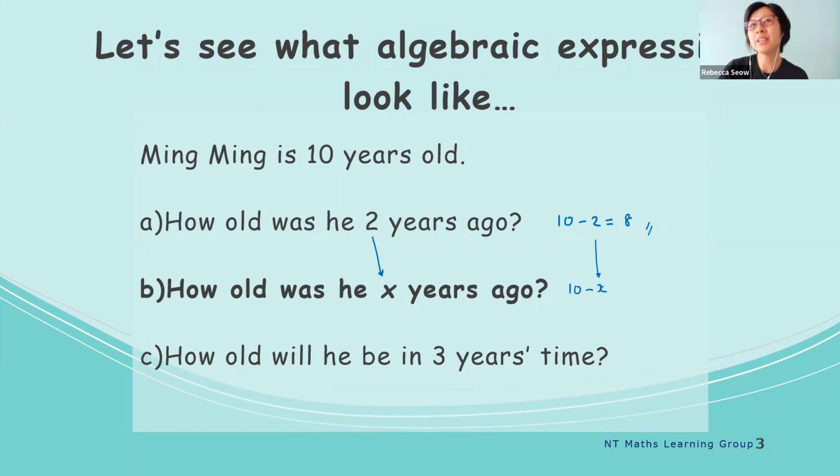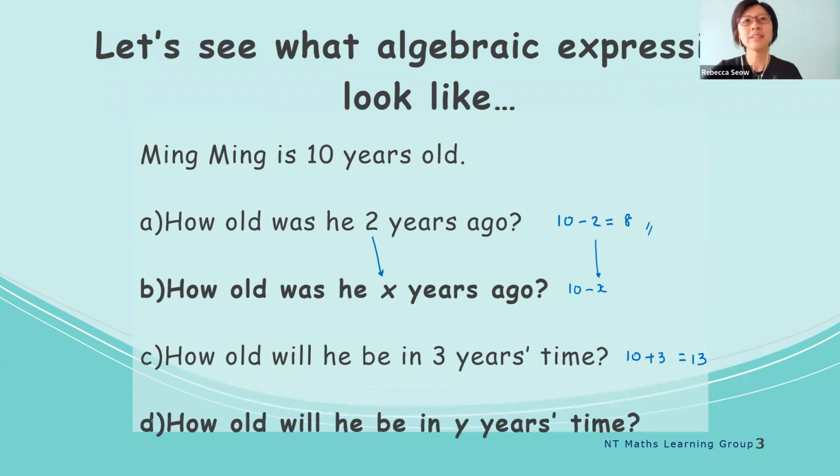Now, how old will he be in 3 years' time? Now I'm going to switch from X back to numbers. Now his age is 10, so in 3 years' time, we don't count backwards. We count from the time when he's 10 years old. So it's 13, because 3 years' time will be 3 years from 10 years old. So that would be 10 plus 3, that would be 13.